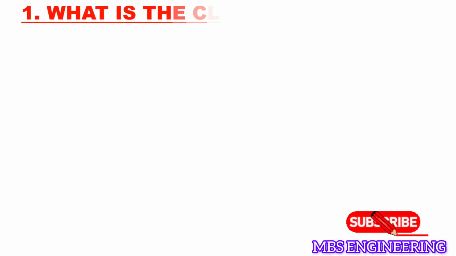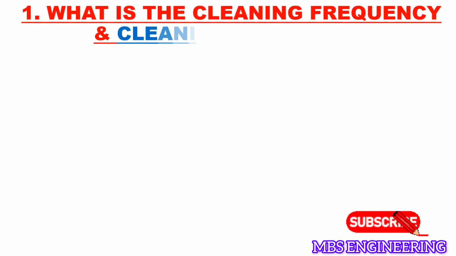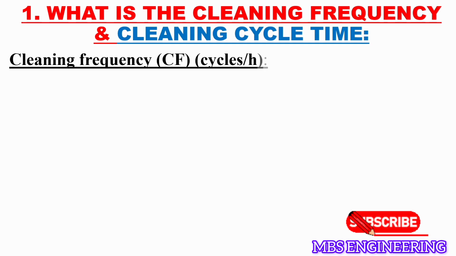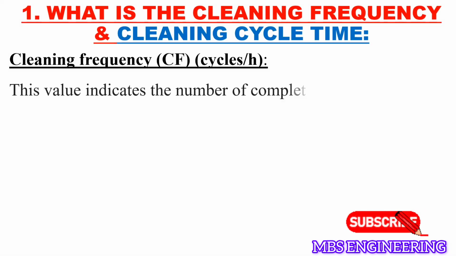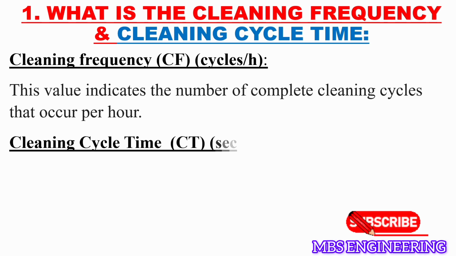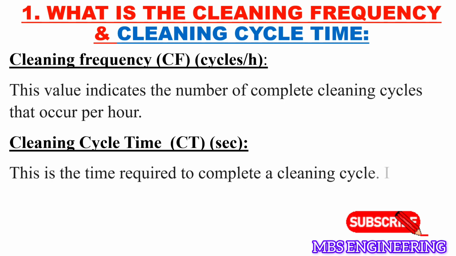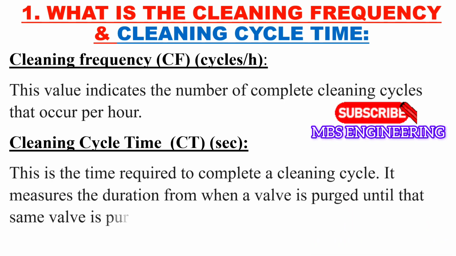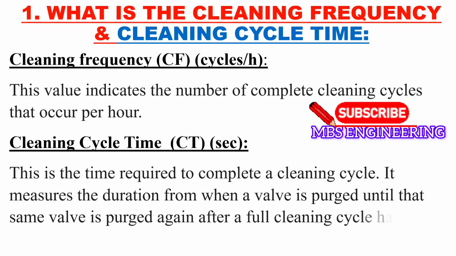Next, we will learn and understand the cleaning frequency and the cleaning cycle time. First, we will understand the cleaning frequency, CF, and its unit measured in cycles per hour. This value indicates the number of complete cleaning cycles that occur per hour. Next, the cleaning cycle time, CT, and its unit measured in seconds. This is the time required to complete a cleaning cycle. It measures the duration from when a valve is purged until that same valve is purged again after a full cleaning cycle has been completed.